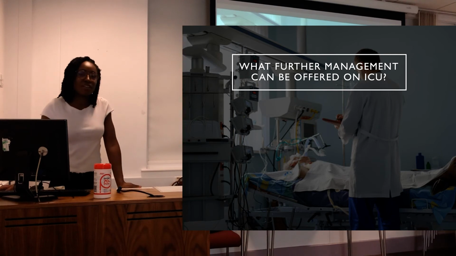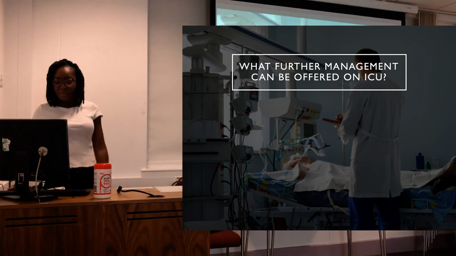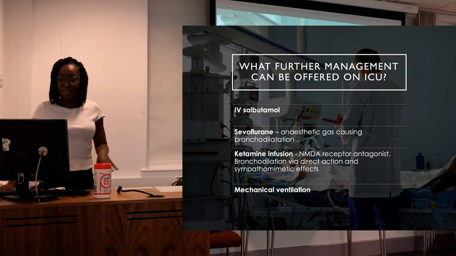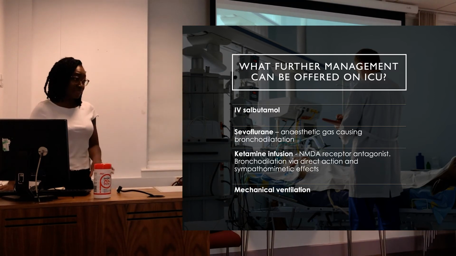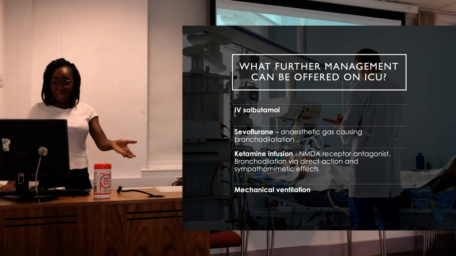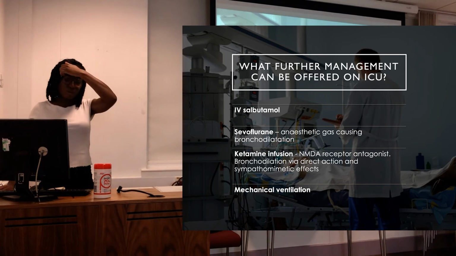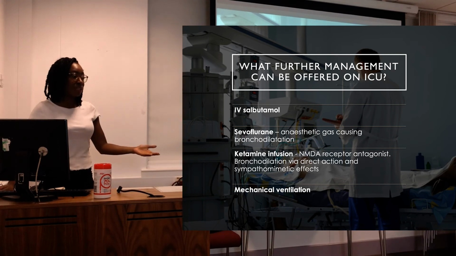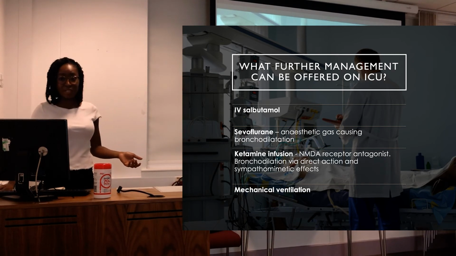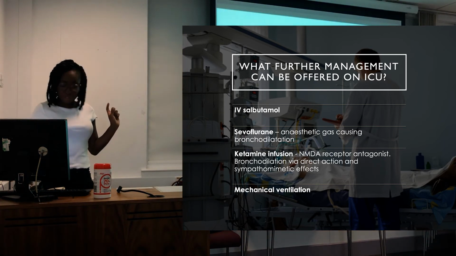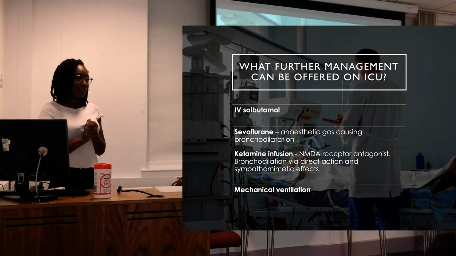It's okay. So the things that we can do in intensive care, we can give IV salbutamol, we can give sevoflurane, that's an anaesthetic gas which causes bronchodilation. We can give ketamine infusion, that is an NMDA receptor antagonist, and it also causes bronchodilation via direct action and sympathomimetic effects. And if the patient gets to the stage where they need intubation, we can offer mechanical ventilation. So that's the end of that case. Does anyone have any questions about the second case?